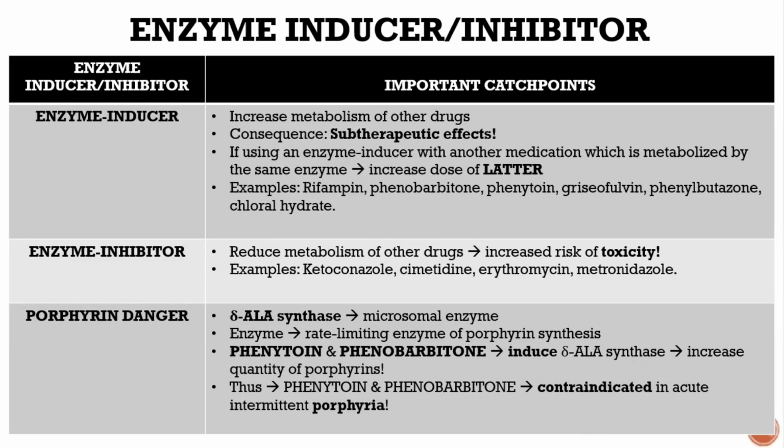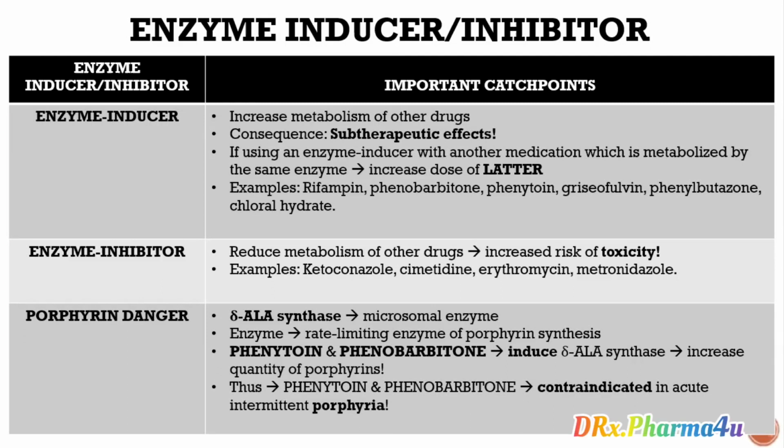So that is why phenytoin and phenobarbital are contraindicated in patients who are suffering from porphyria. Because already in porphyria, ALA synthase is very high. That is why porphyrins are being produced. And if you are using phenytoin and phenobarbital, they are enzyme inducers. So they will increase ALA synthase. So that is why phenytoin and phenobarbital should never be used in a patient with porphyria.